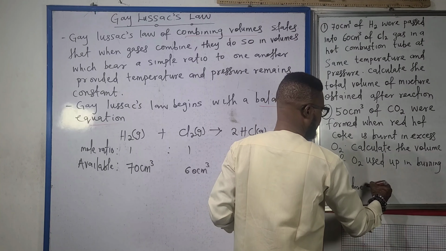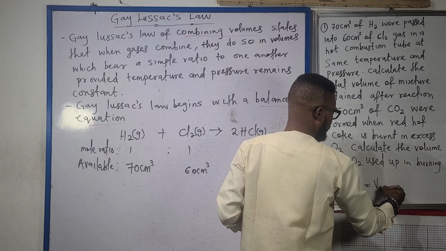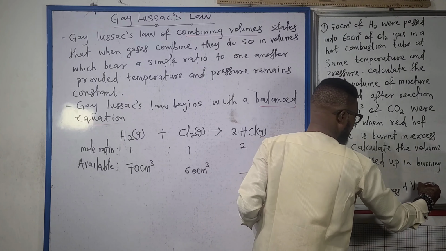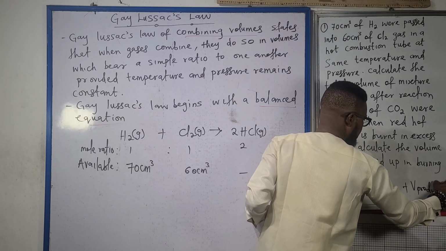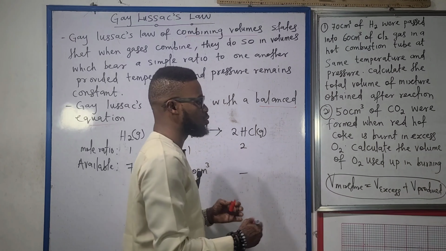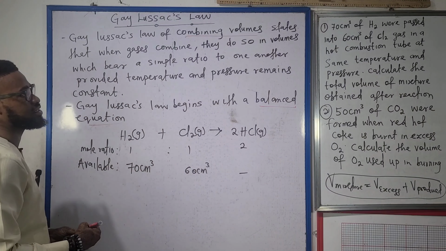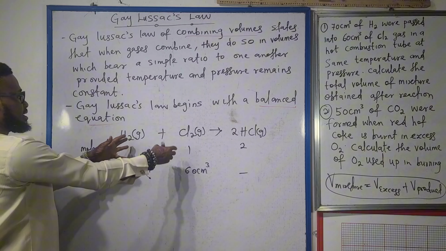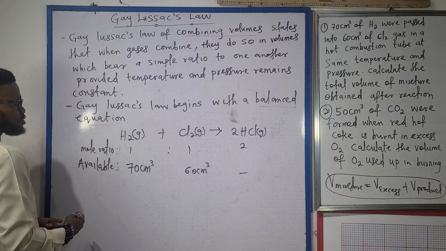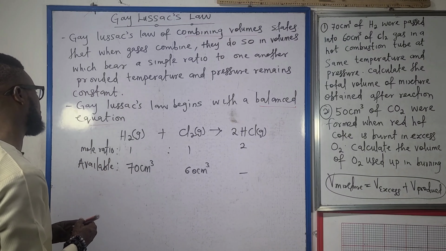Whenever we've been asked about the volume of mixture, it means the volume of the excess reactant plus the volume of the product. Never forget that when we are asked the volume of mixture or volume of residual gases, it means the reactant that is in excess plus the product. Now let's look at the distribution of things.